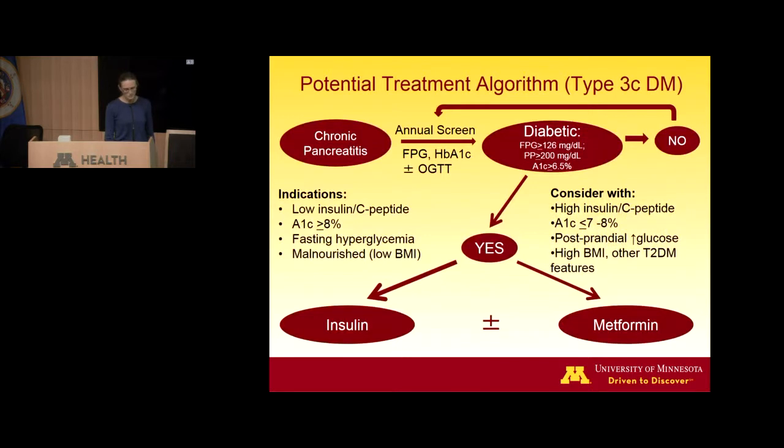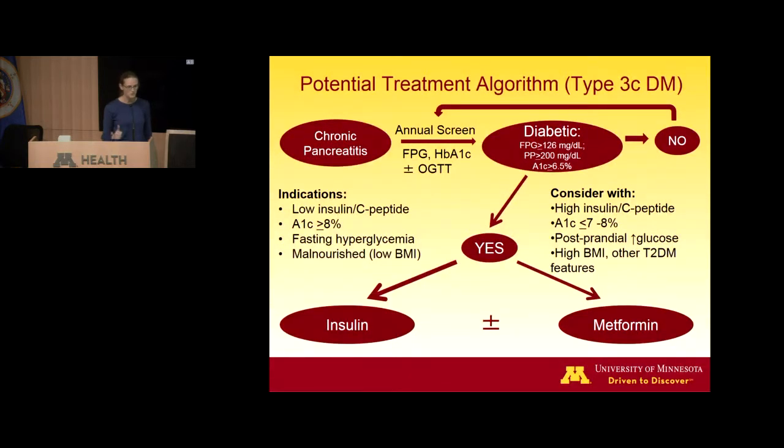So if I see someone who has chronic pancreatitis, everyone's undergoing this annual screening where they should at least be getting fasting glucose and A1C. And if we diagnose someone with diabetes, then obviously we need to put them on treatment. I would say that the two common treatment approaches are to use insulin or metformin, or a combination of insulin and metformin, and it really depends on the patient.